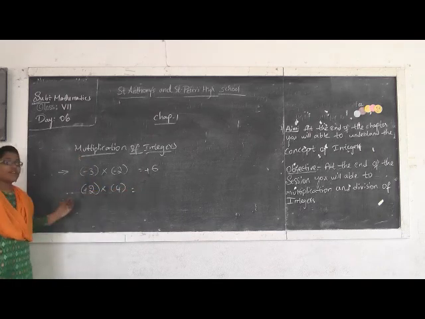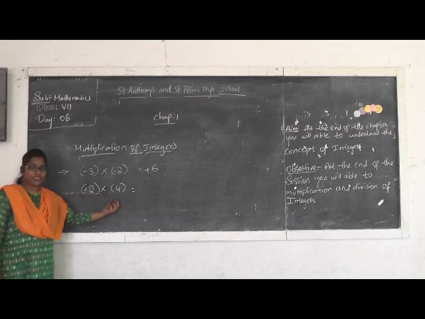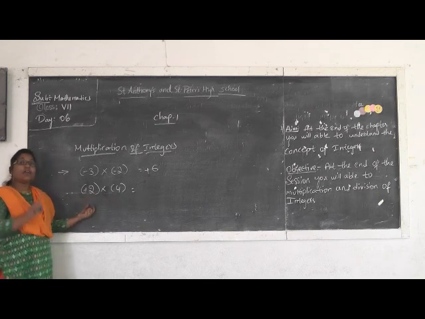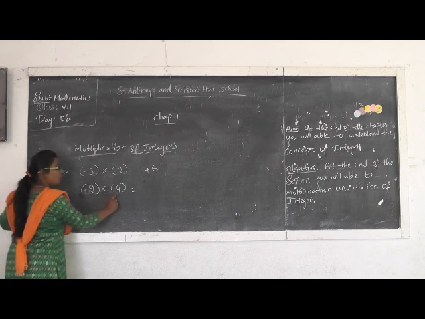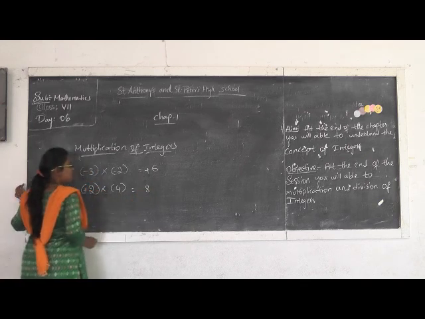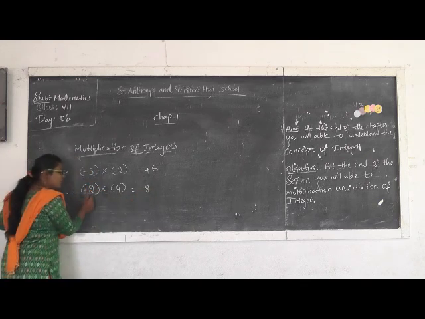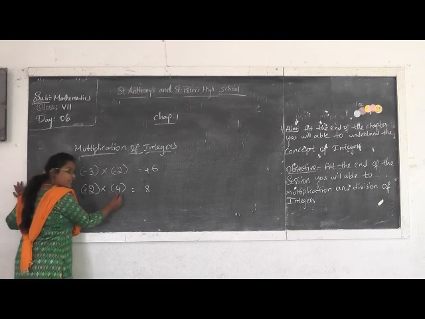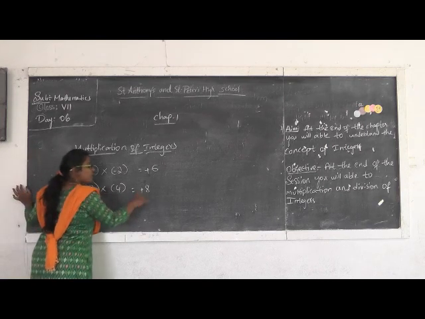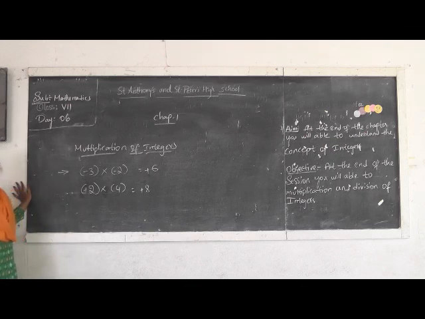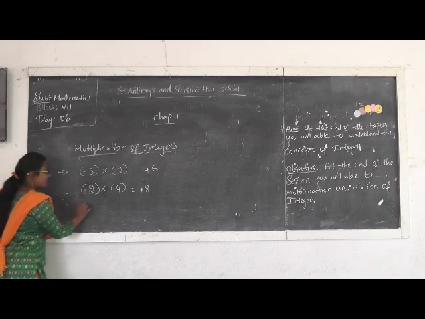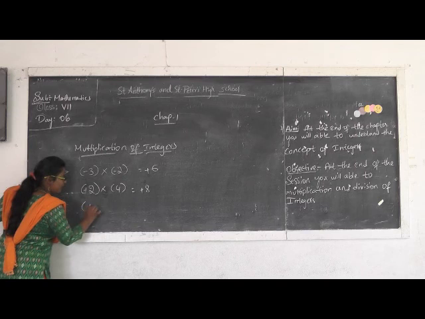Now for example, let me take this. Here also we are multiplying two positive integers, right? So, first multiply the numerical values. 2 fours are 8. Observe the numerical values: here 2 is a positive integer and 4 is also a positive integer. So the result is also a positive integer.